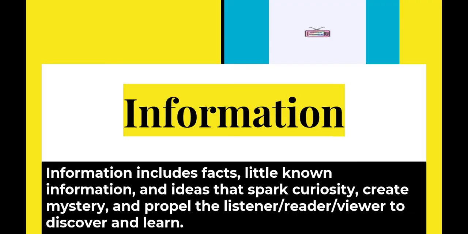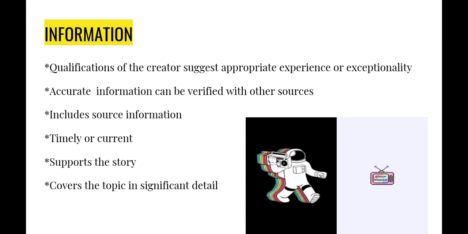Now let us proceed to information. Information includes facts, little known information, and ideas that spark curiosity, create mystery, and propel the listener or reader or viewer to discover and learn. The qualifications of the creator suggest appropriate experience or exceptionality. Next is accurate information that can be verified with other sources. Next is includes source information. Next is timely or current. Next, supports the story, covers the topic in significant detail.